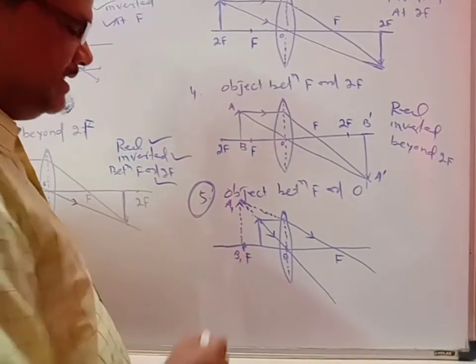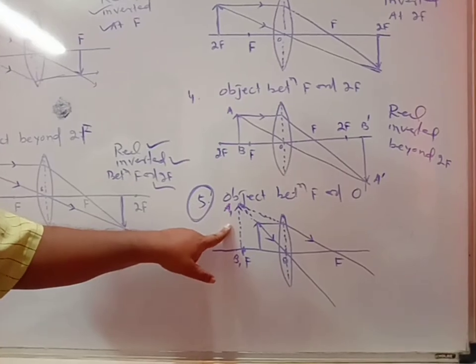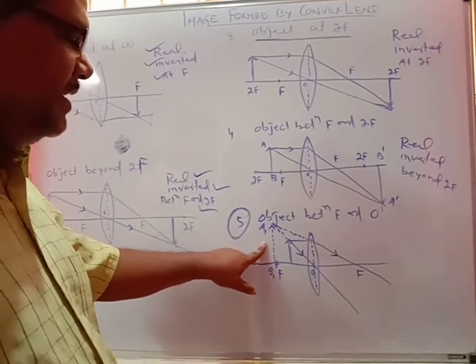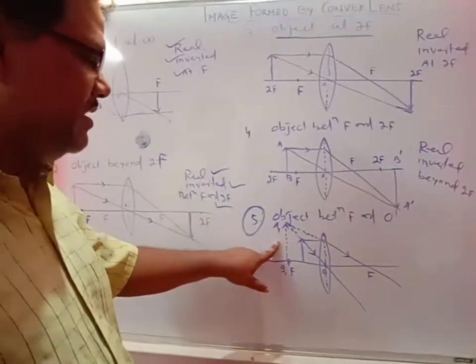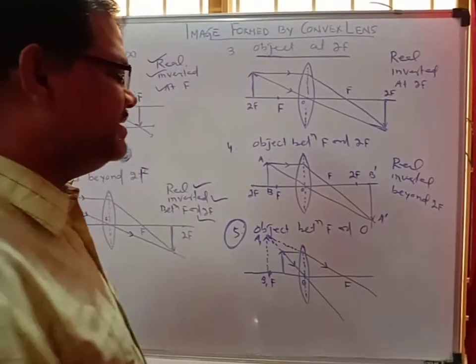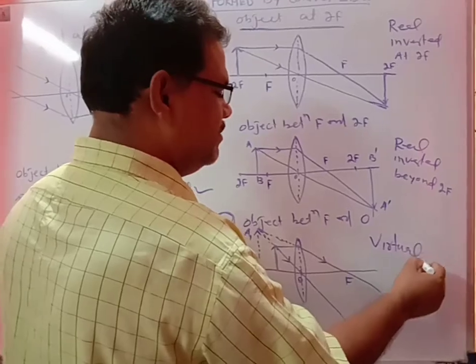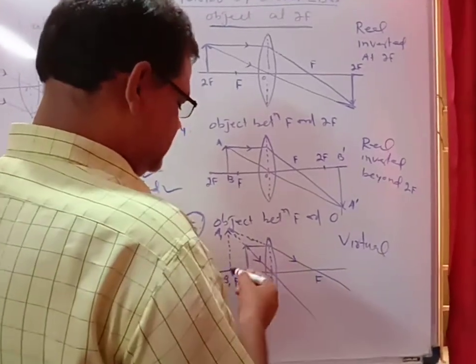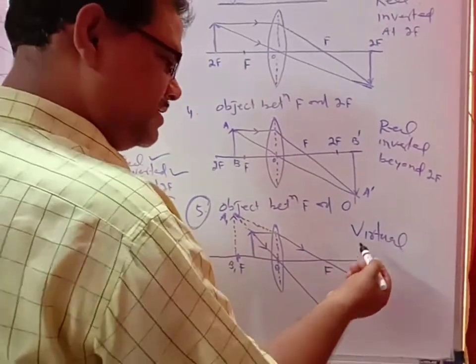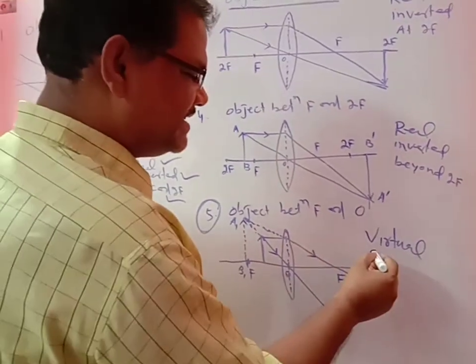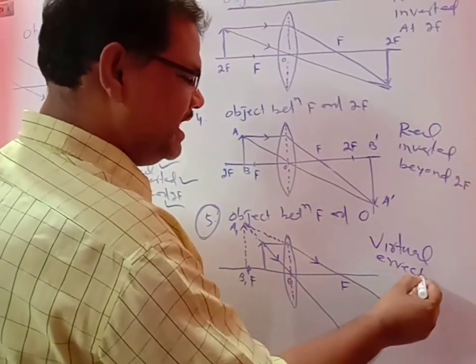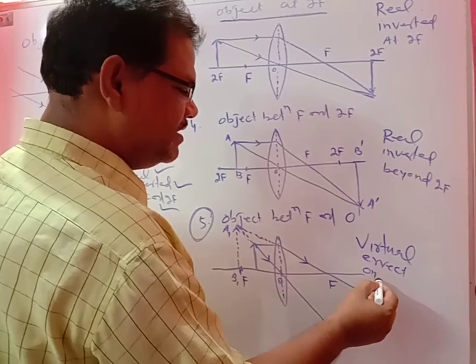So in this case the image is formed on the same side of the object, and the nature of the image is virtual. The image is virtual, but it is not inverted, it is erect. Virtual, erect, on the same side of the object.